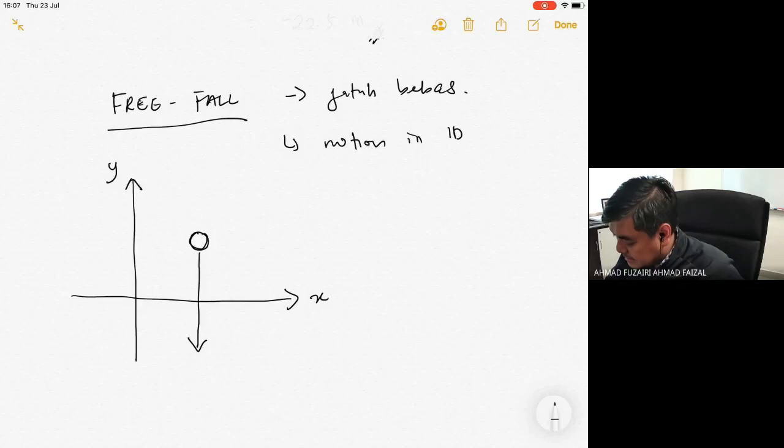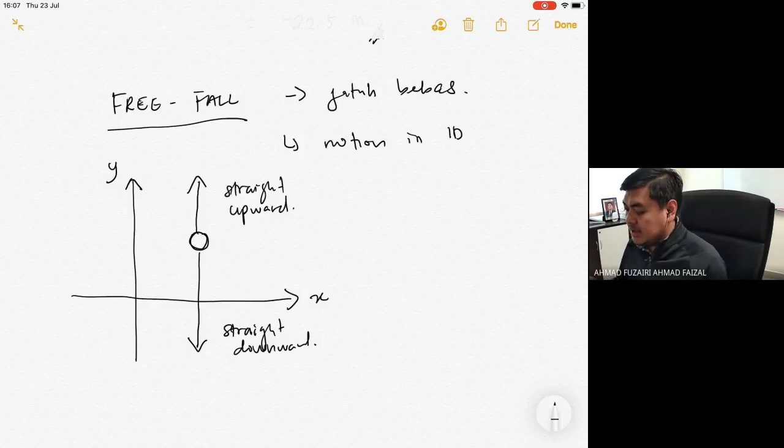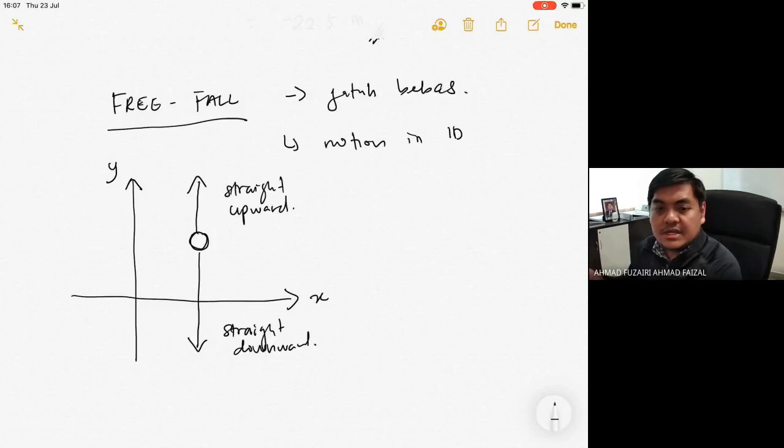This is straight upward, and this one is straight downward. These are important keywords whenever you deal with something related to free fall. Sometimes we need to make sure whether to use free fall or projectile, which is the next chapter. So which one should we use? Definitely if it falls straight along the axis, meaning it falls along Y, it does not go sideways.